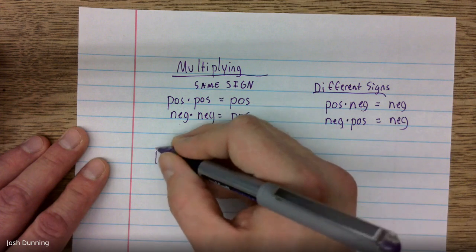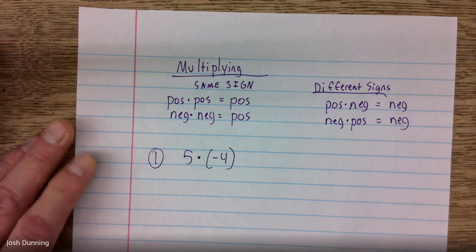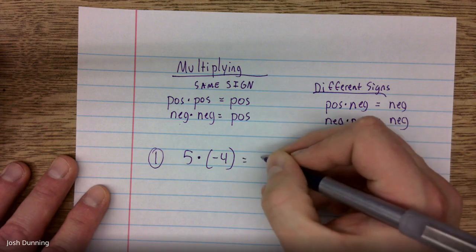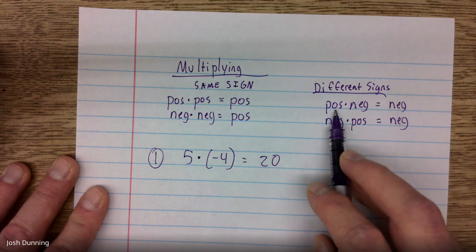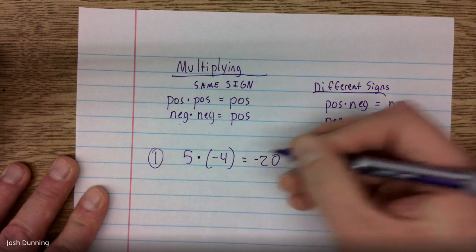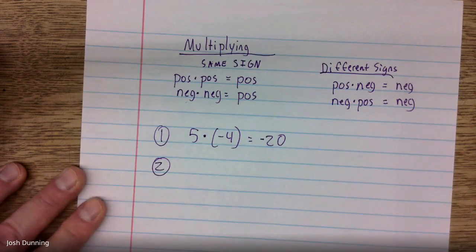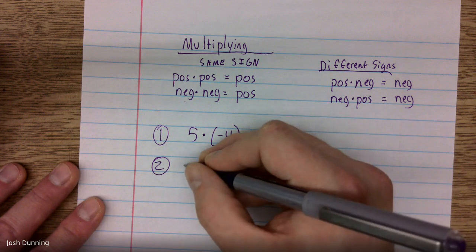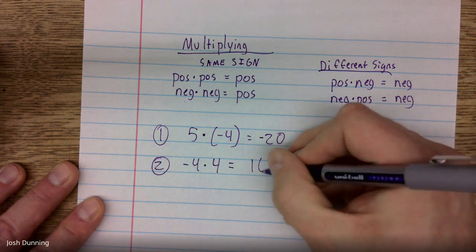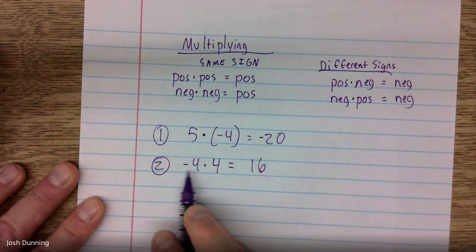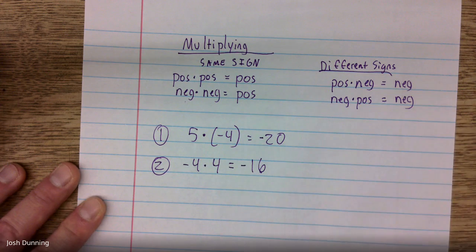So here's some examples. We say we have 5 times -4. All you got to do, 5 times 4, 20. Now we have a positive times a negative. We have different signs. Positive times negative is negative. Or let's say we have a -4 times a +4. 4 times 4 is 16. We have different signs again. We have a negative times a positive. That gives you a negative.